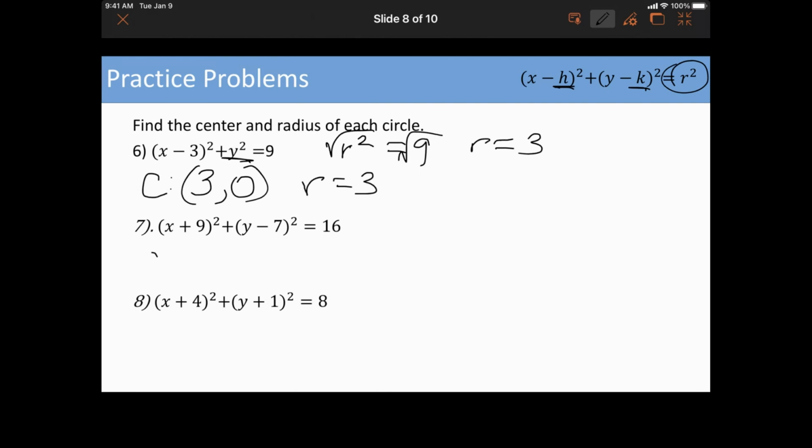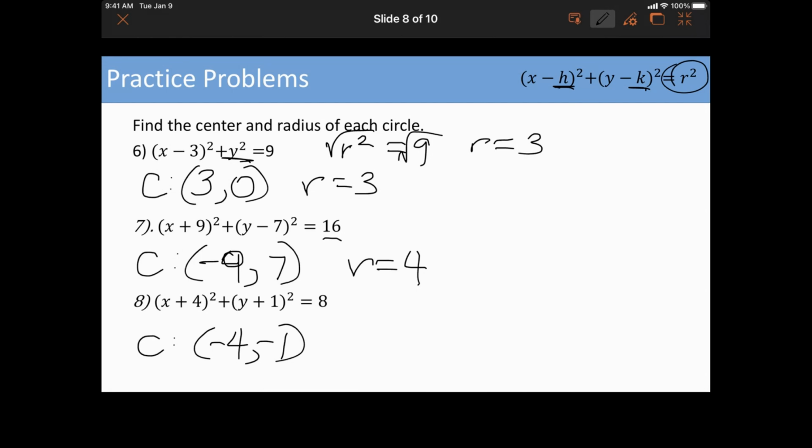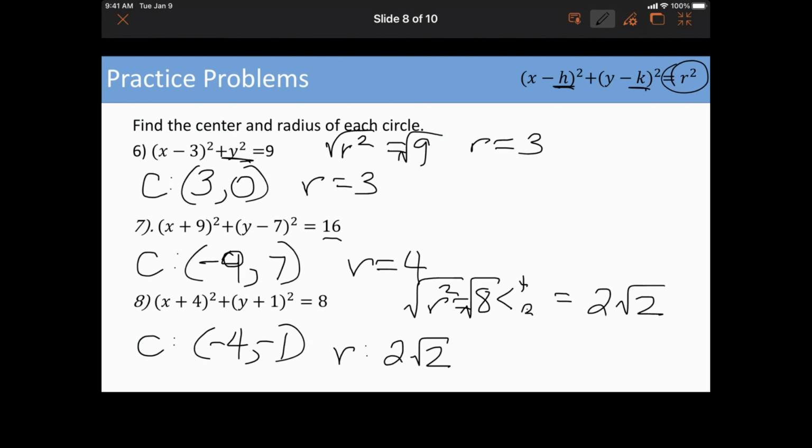Okay. So here, center, opposite, -9, opposite 7. Square root of 16, 4. All right, the center here, opposite, opposite. Oh, okay. Now we don't want a decimal, so what is that? Remember, we have to simplify it. The factors are 4 and 2. So that's going to be 2 root 2. Square root of 4 is 2. Okay. Right, not bad for these.